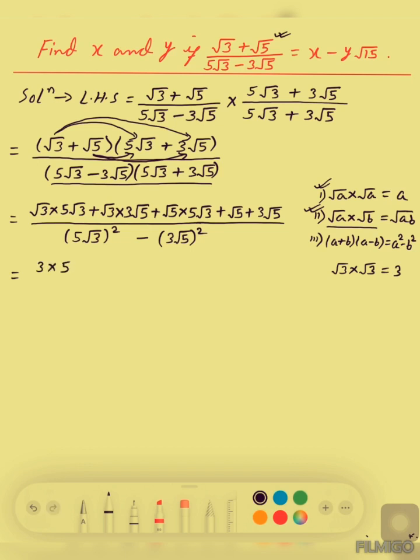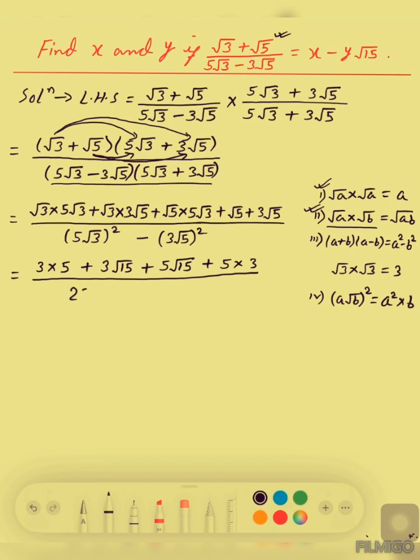So 3 into 5. Then rule number 2 we are going to use, under root 3 into under root 5 gives you under root 15. That is your rule number 2. Then under root 5 into 5 under root 3, same rule number 2, under root a into under root b, that is under root ab. So 5 under root 15, then 5 into 3.